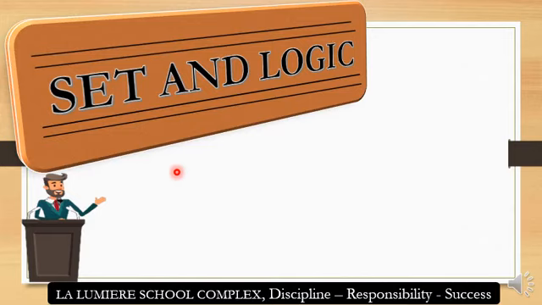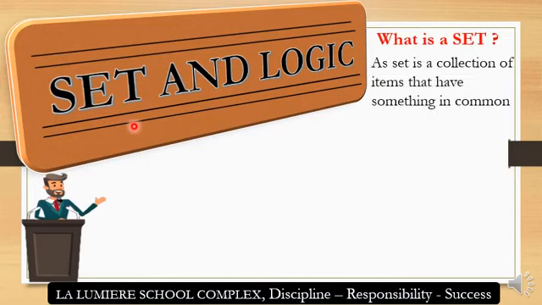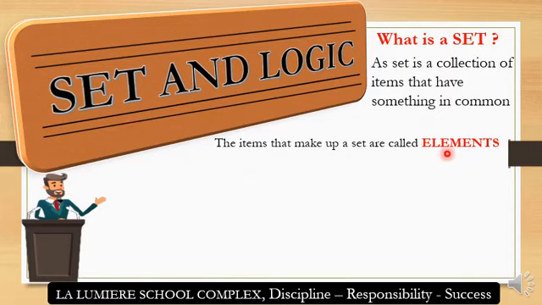To begin with, we're going to be looking at the topic sets and logic, or the set theory. Now, what is the meaning of a set? When you hear set, what first comes to your mind? So what is a set? A set is a collection of items that have something in common. Now, the items that make up a set are called elements. So in a set we have items, and those items are called elements, and a set is a collection of items that have something in common. So when we group items that have something in common, we can actually name it a set.